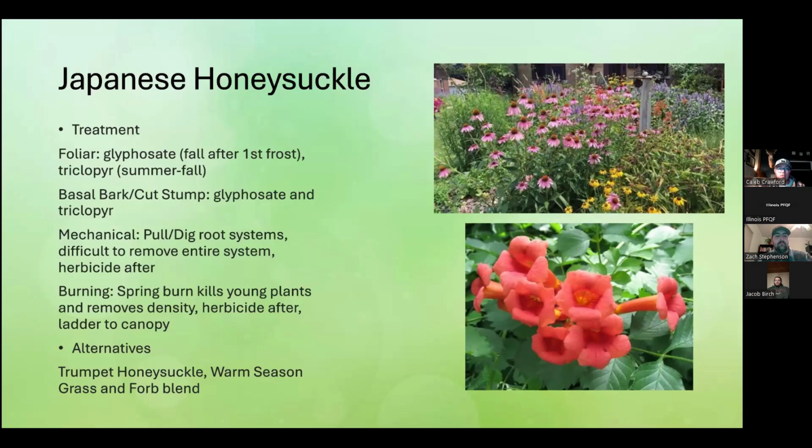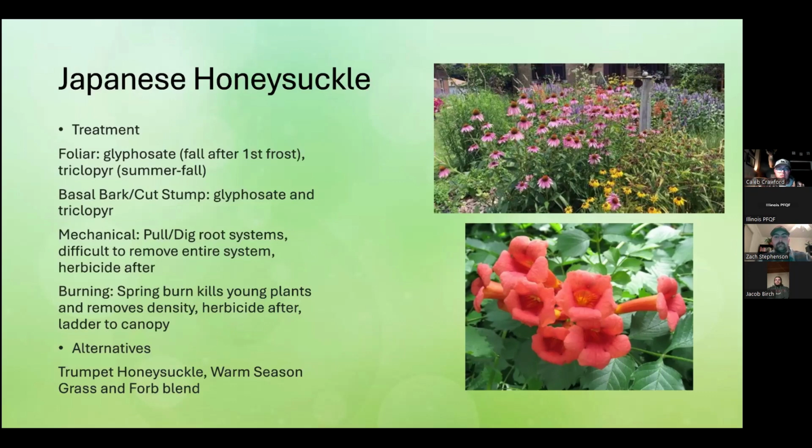Burning, spring burns kill younger plants and remove the density. You'll want to still use herbicide after because it'll likely resprout, or there'll be existing seed sources from that species that'll resprout. One consideration when burning is that, since this is a vine, it can grow up into the canopy of trees, and so it can ladder. It's a ladder fuel up into the tops of the trees. So if you've got that going on in your burn unit, that's something to definitely pay attention to, and try to remedy that beforehand to prevent that from happening.